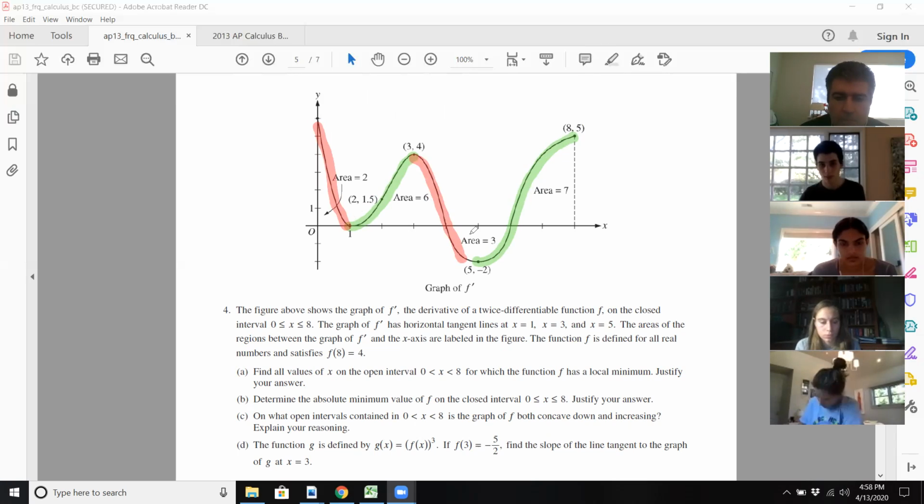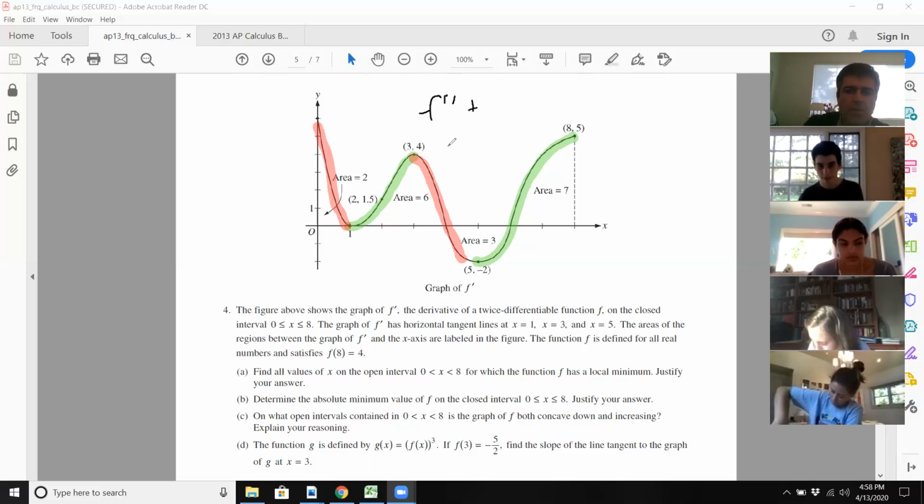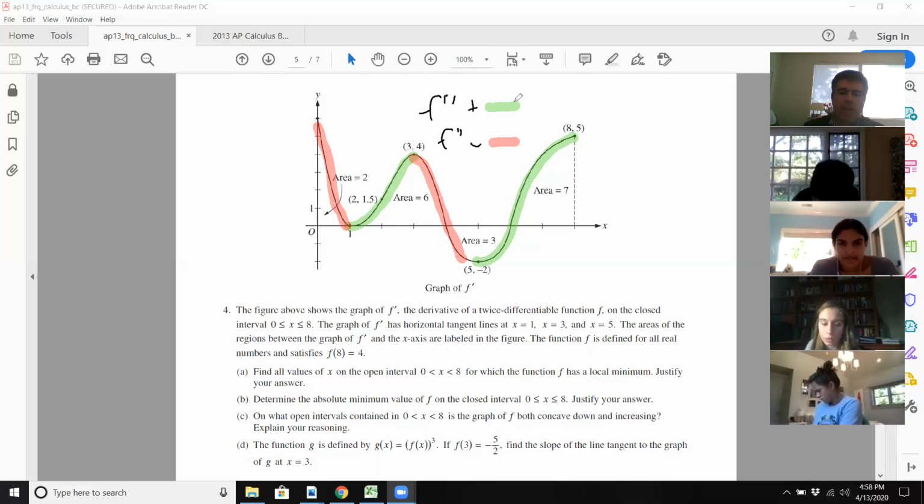That's where f prime, sorry, that's where f double prime is going to be negative. Right? Because you're looking at the slope of the tangent line of the graph of f prime, because you're doing the derivative of a derivative to get f double prime. So what do you guys think are the intervals where this happens?